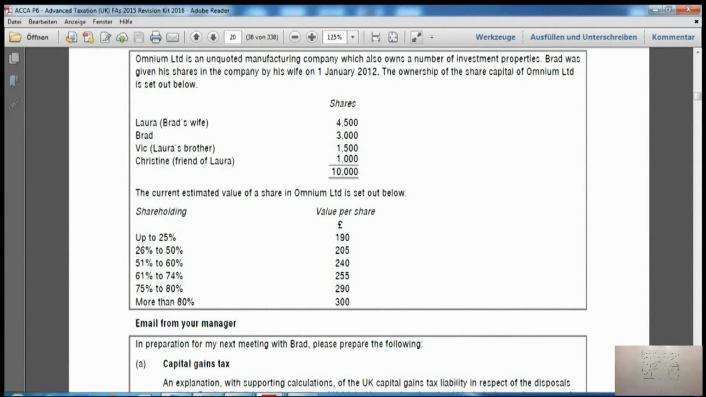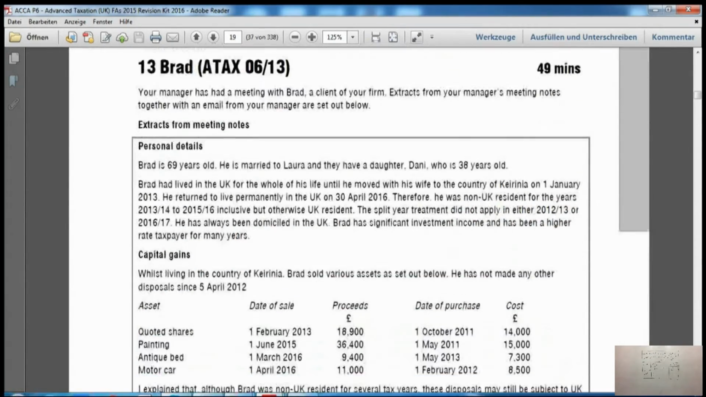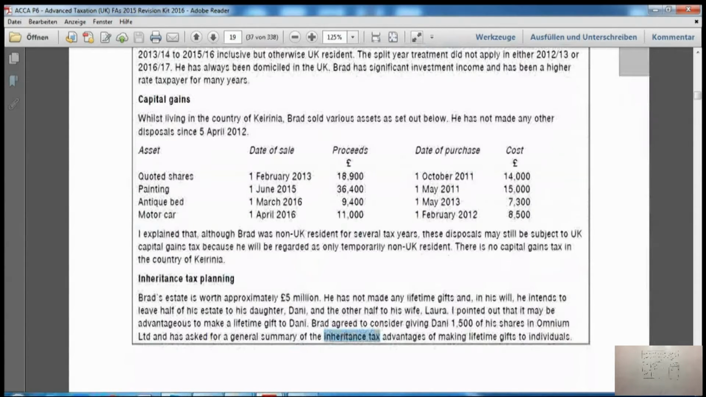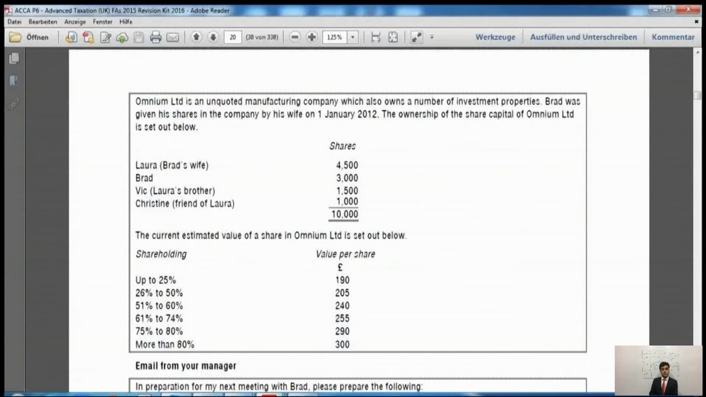Let's see. As you can see here, in this paragraph, inheritance tax planning, in the second last line, it says Danny, giving Danny 1,500 of his shares in Omnium Limited. So he's giving 1,500 of his shares. All right. So how many shares is he left with? He's left with 1,500 shares anyway. So we'll take value before transfer and value after transfer. So whatever the diminution in value is, we will have to consider in both ways, in normal diminution in value ways and in the other one, which is related property ways. So whichever results in higher, we will take that one. All right. So that's it.